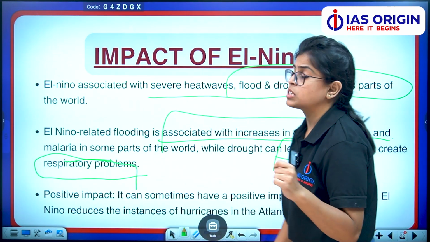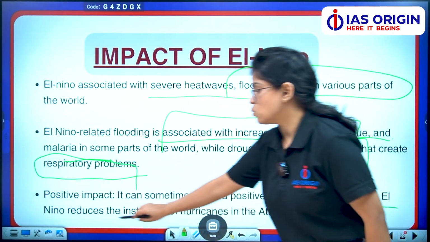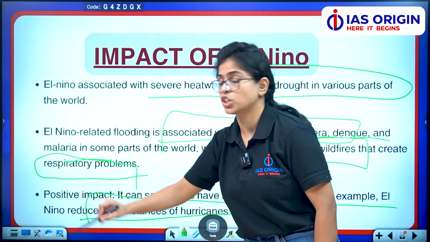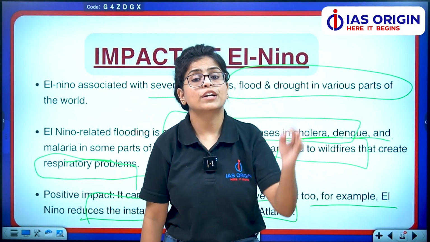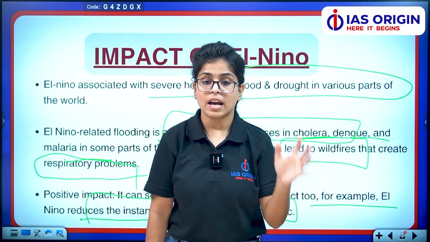But there are certain positive impacts of El Nino also. For example, El Nino reduces the instances of hurricanes in the Atlantic Ocean. जो hurricane formation होता है because of the extremely low pressure, वो reduce हो जाता है because of El Nino. So this is one of the positive impacts of El Nino.